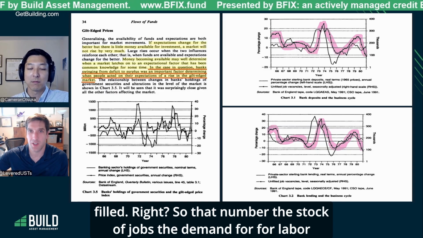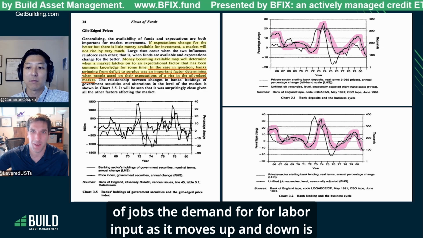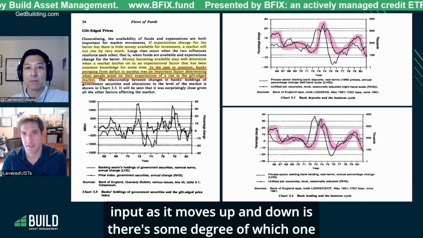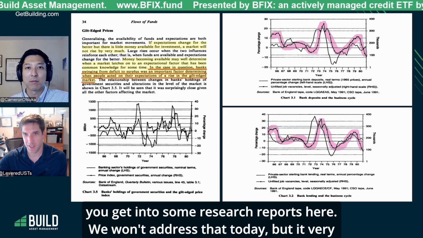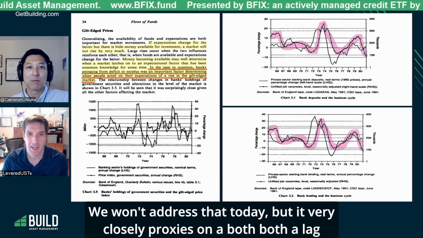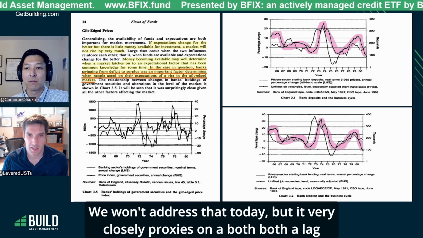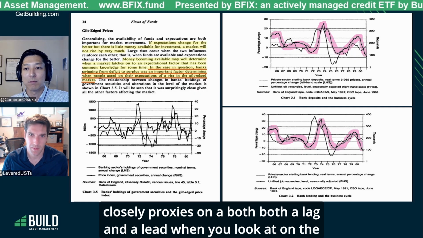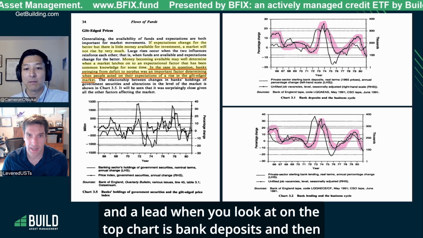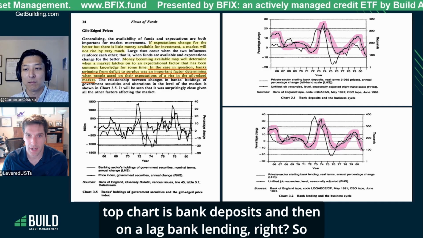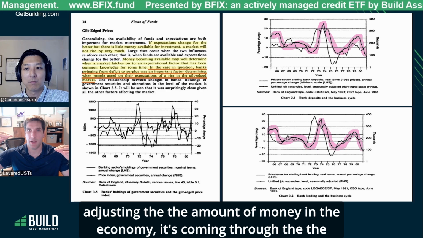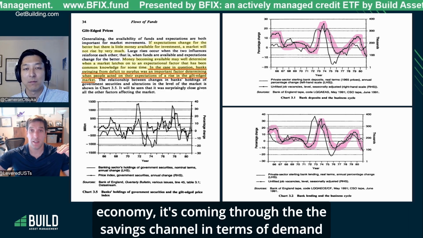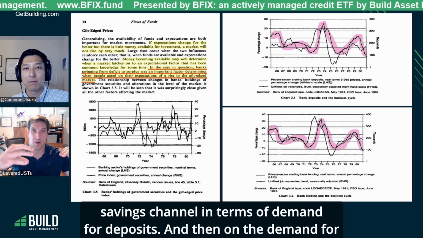So that number, the stock of jobs, the demand for labor input as it moves up and down, there's some degree of which one is causal on the other, and that's where you get into some research reports here. We won't address that today, but it very closely proxies, on both a lag and a lead, when you look at on the top chart bank deposits, and then on a lag bank lending, right? So if you think about how banks are adjusting the amount of money in the economy, it's coming through the savings channel in terms of demand for deposits.